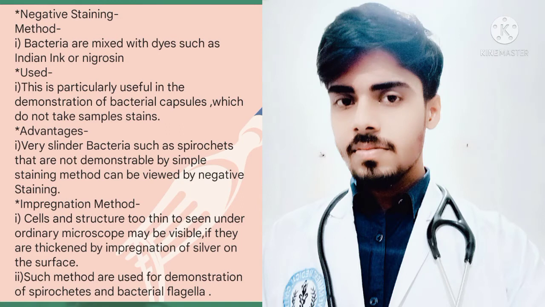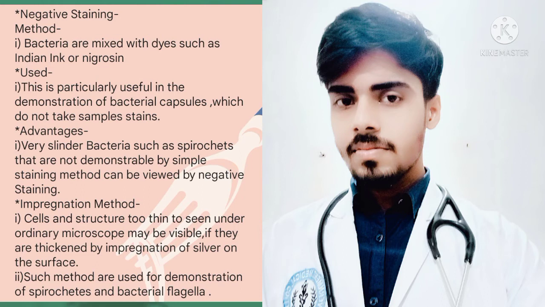Now the negative staining. In this method the bacteria are mixed with a dye such as Indian ink or nigrosin. And what is the use of negative staining? This is particularly useful in the demonstration of bacterial capsule, which does not take the simple stain. Now we will discuss the advantage of the negative staining method. As you already know, very delicate bacteria such as spirochetes that are not demonstrable by the simple staining method can be viewed by the negative staining method. This is the advantage of the negative staining method.